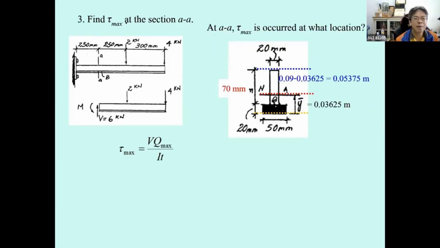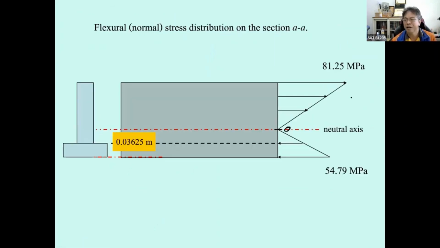And then the tau max, as you see from my sketch, this section has the reverse shear stress distribution. Let me draw for you guys again. The top and the bottom must have zero shear stress, and since the flange has a different thickness from the web, that means the stress distribution occurs over here.